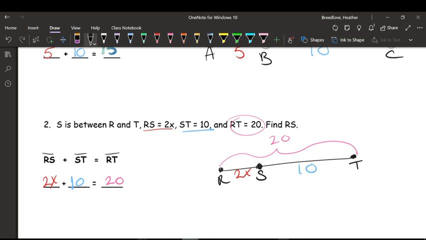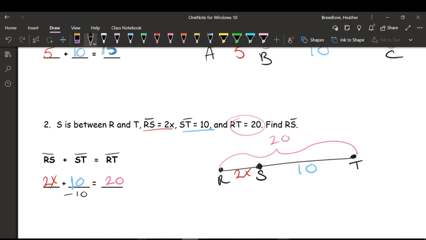And it says find the segment RS. So that is the red piece. And this is where I can use my algebra skills to solve. So I have an equation. One piece plus the other piece equals the whole thing. So 2x plus 10 is 20 equals 20.